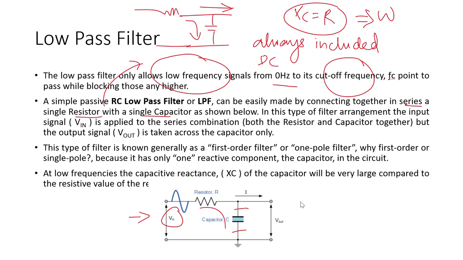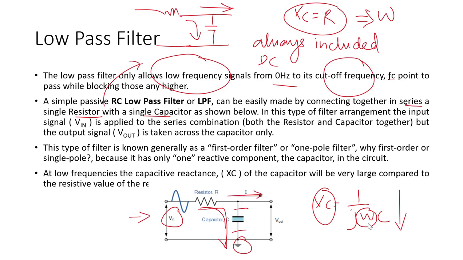If we have some high frequency, what will happen? Capacitor XC is 1 over j omega C. So if omega is high, XC will become lower. And if XC is low, what will happen? The signal will just go through this side and will be grounded. So lower XC is not good for a high frequency signal. So high frequency will be attenuated here. A component will be passed here, but it will be a very low component.